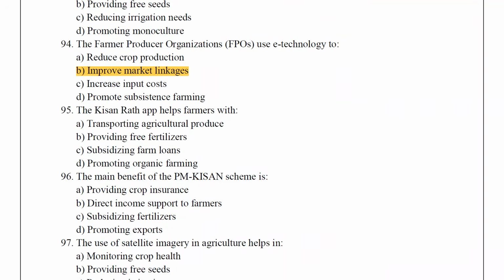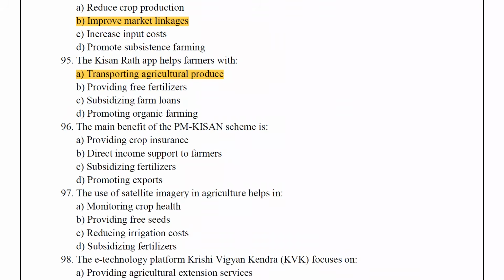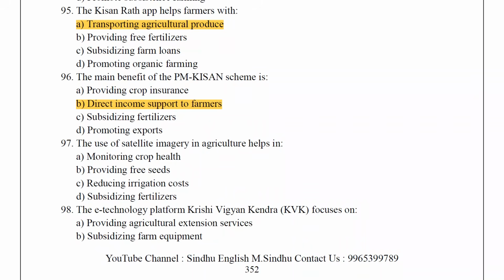The Kisan Rath app helps farmers with transporting agricultural produce. The main benefit of the PM Kisan scheme is direct income support to farmers. The use of satellite imagery in agriculture helps in monitoring the crop health.